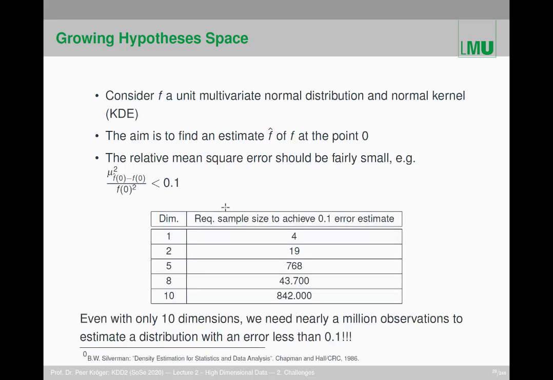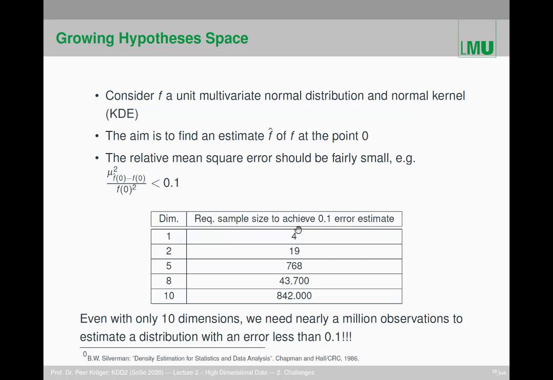So what does it mean for example for a multivariate distribution? Consider F to be a unit multivariate normal distribution and normal kernel. The aim is to find an estimate of F at the point zero. Yeah? And the relative mean square error should be fairly small, for example, 0.1. And now the question is, how many samples do you need to really model this multivariate normal distribution, to estimate this normal distribution with an error less than 0.1? Yeah?